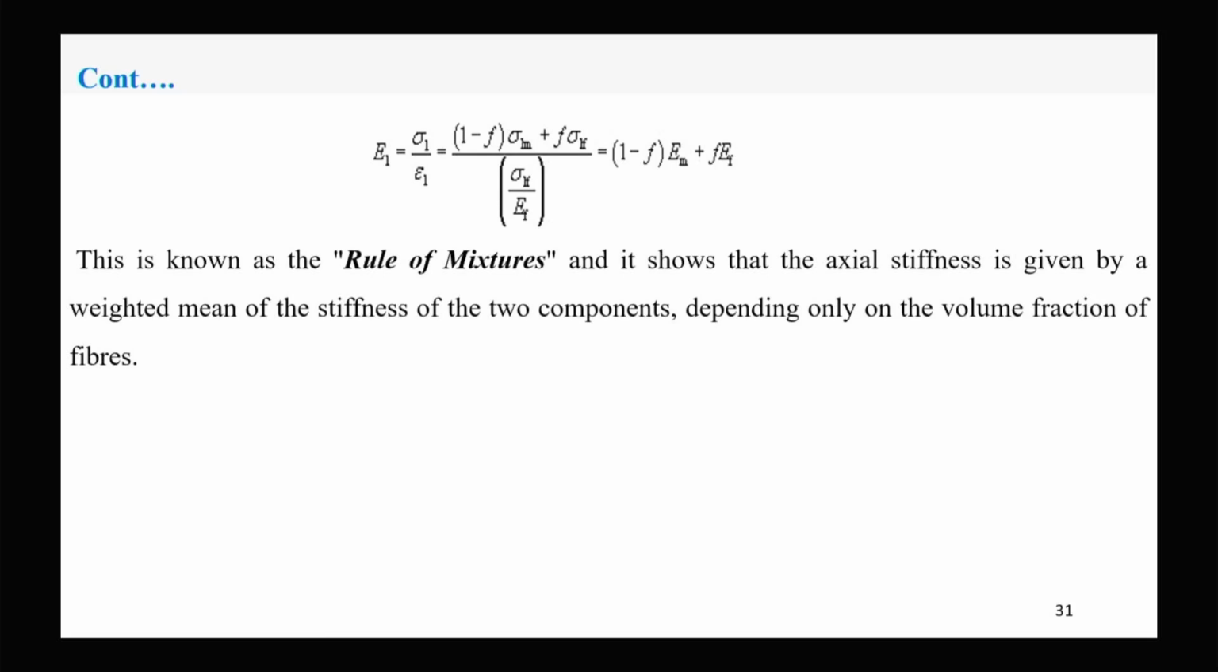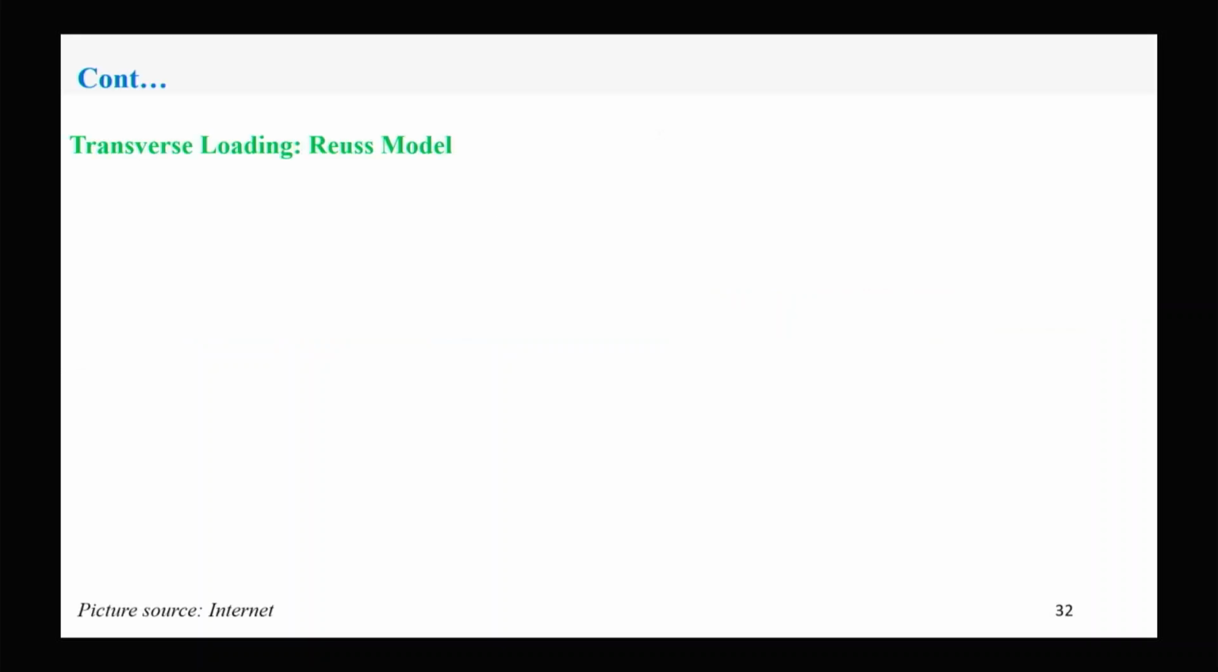And this is known as the rule of mixtures. Okay, and it shows that the axial stiffness is given by the weighted mean of stiffness of the two components depending only on the volume fraction. So if we increase the fiber volume fraction, we can achieve higher stiffness of the material. Now coming back to the other loading system, which is transverse loading, also known as the Reuss model.